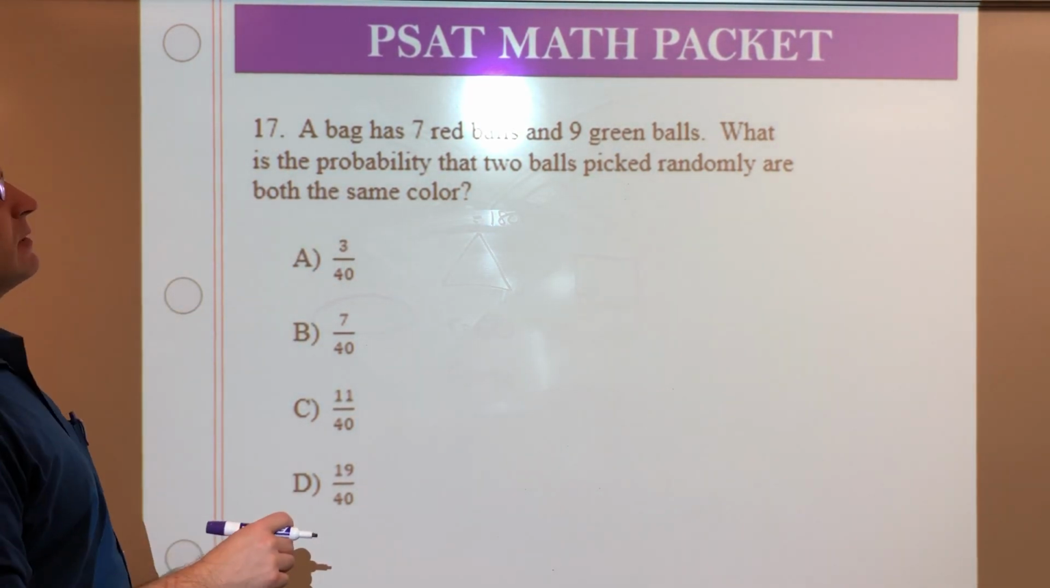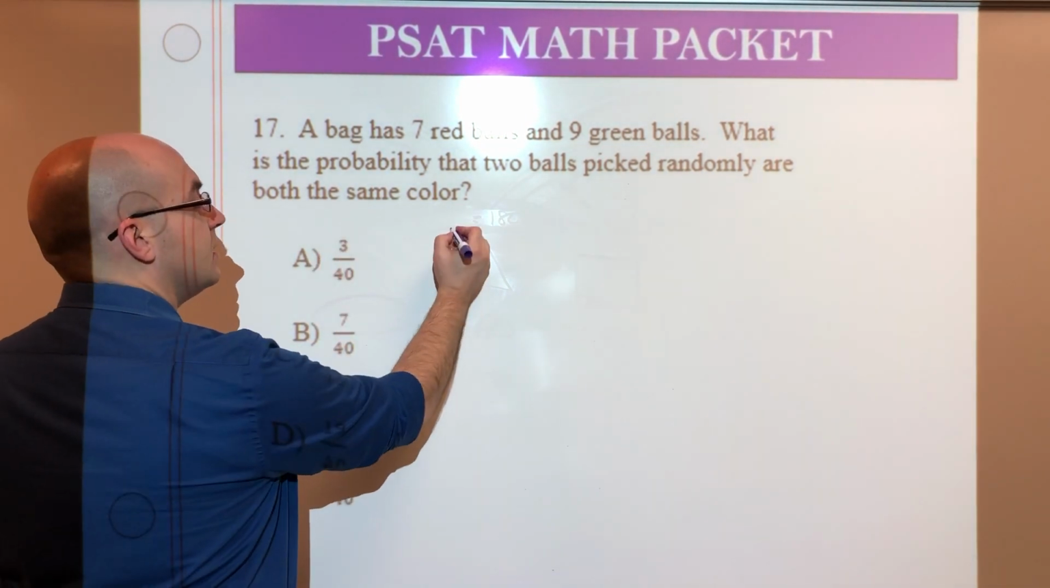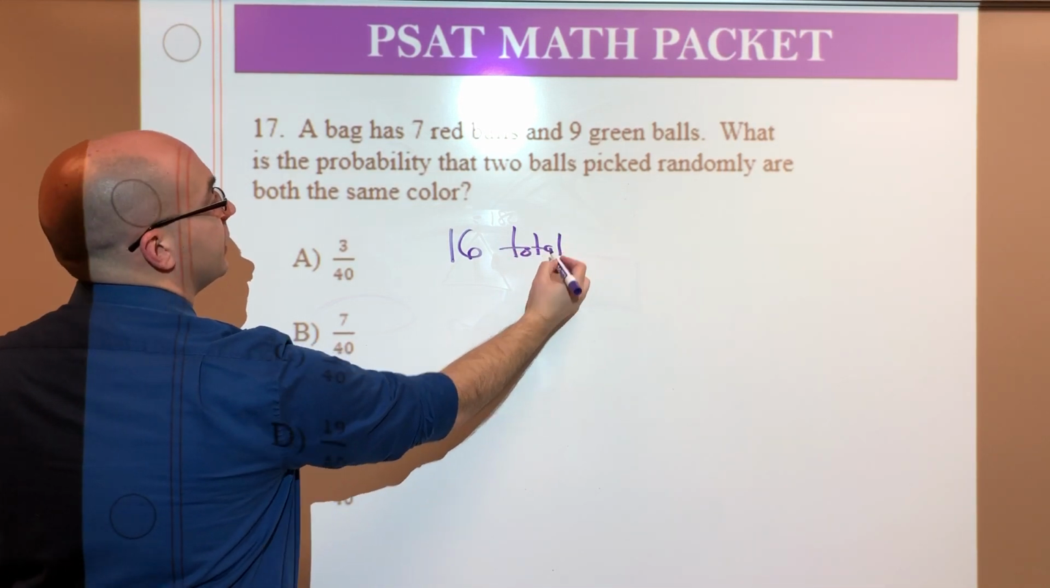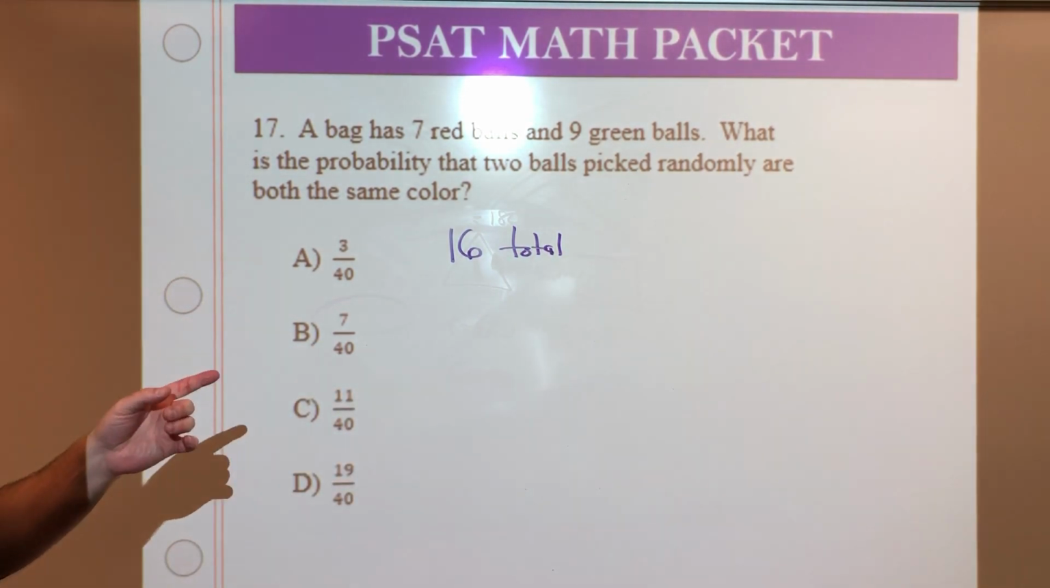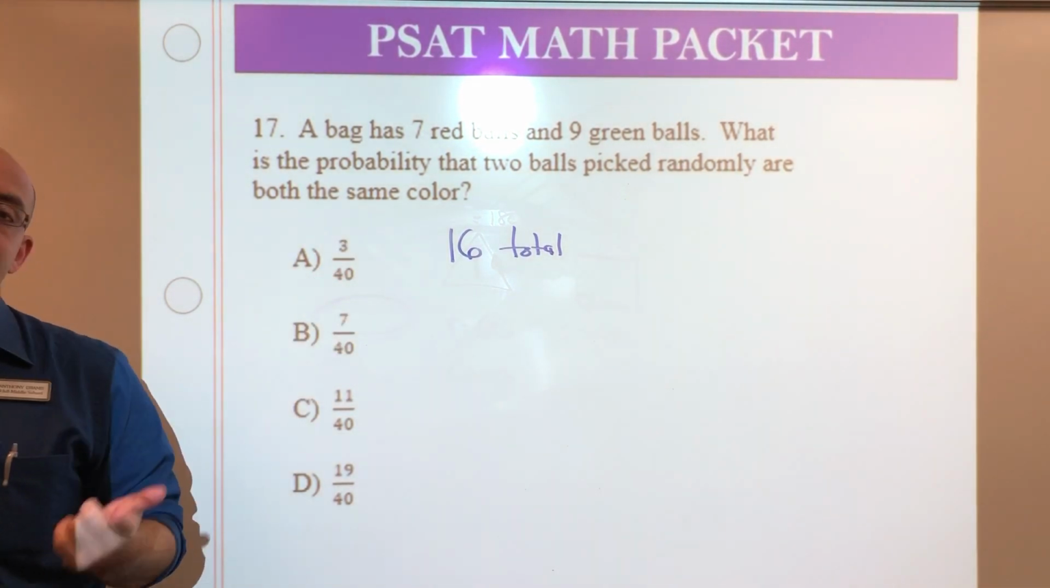7 red balls and 9 green balls. So we want to find out how many total objects there are in the bag. So 7 plus 9 is 16. So there's 16 total. Okay, and that's important for probability. What is the probability that 2 are picked randomly and they have to be the same color? Okay, this makes it very tricky.